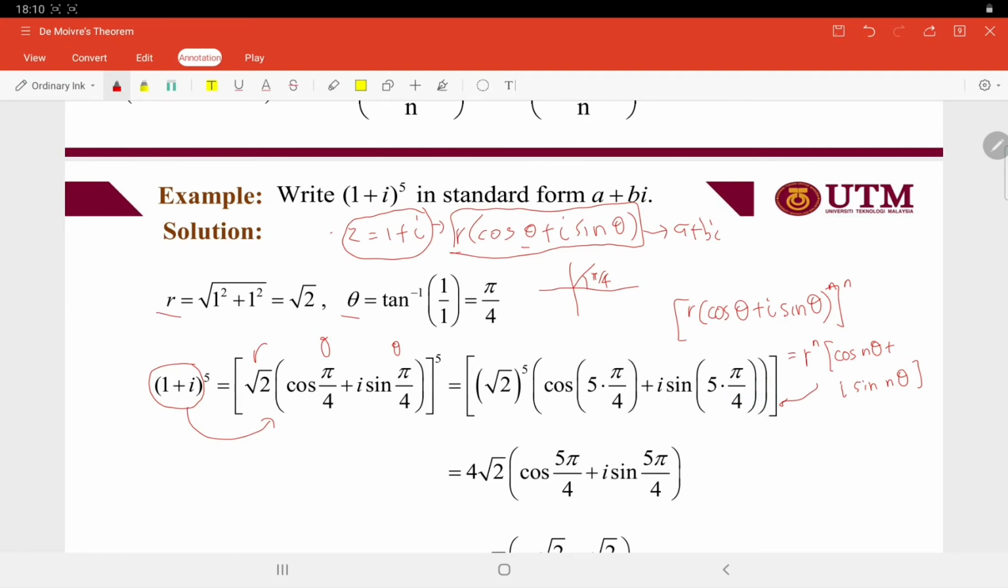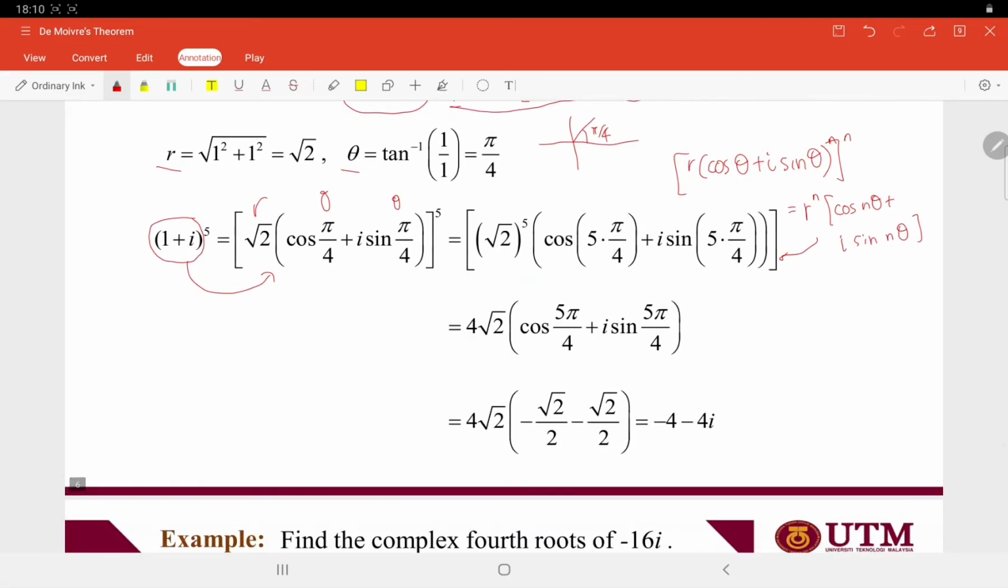Then we simplify this, where cos 5 pi over 4 we get negative square root of 2 over 2, and sin 5 pi over 4 equals negative square root of 2 over 2. Then we multiply with 4 square root of 2, we will get the final answer, which is negative 4 minus 4i.